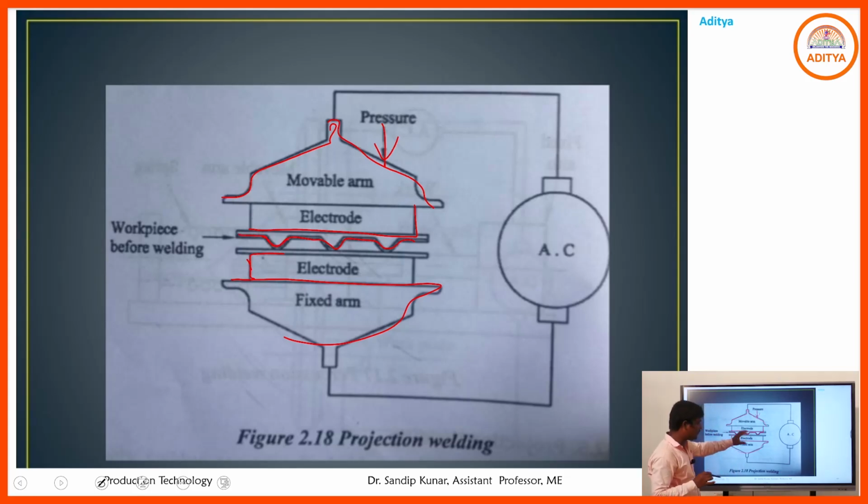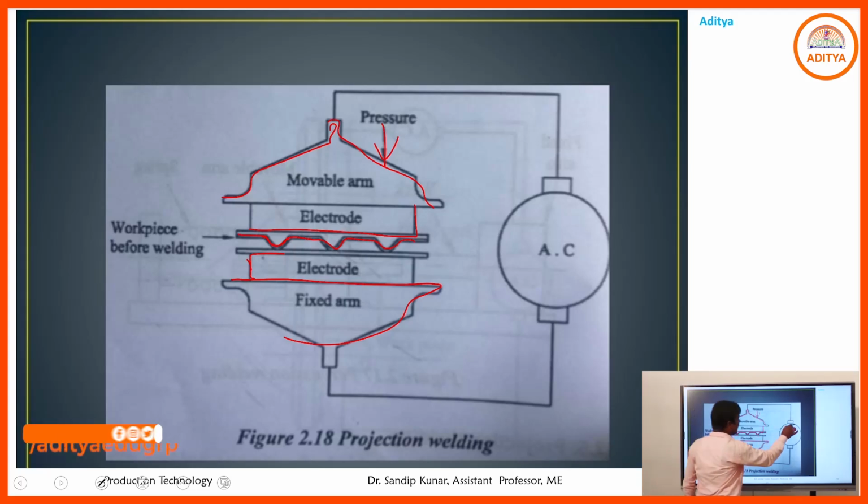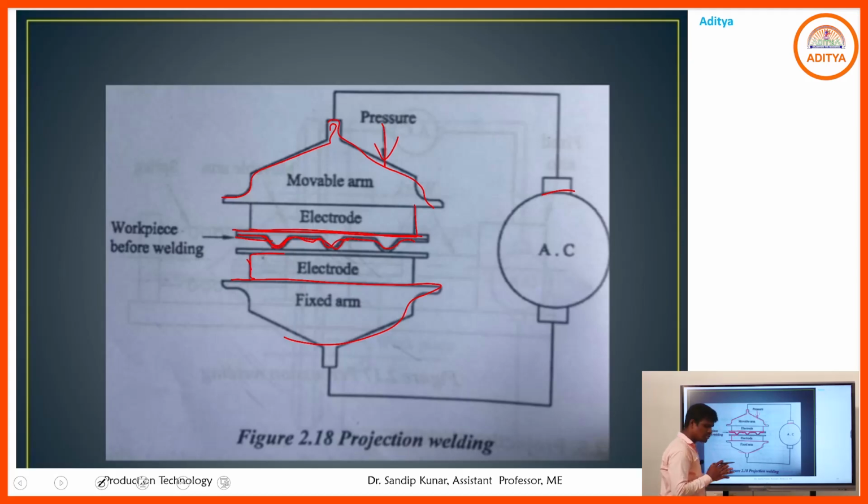Due to those projections, when we apply the current, both the sheets will be heated, and due to the heated condition some nugget will be created, meaning a molten state will be created. At that time, using the movable arm, we give pressure on that plate, and due to the pressure both the plates will be joined properly using those projections.